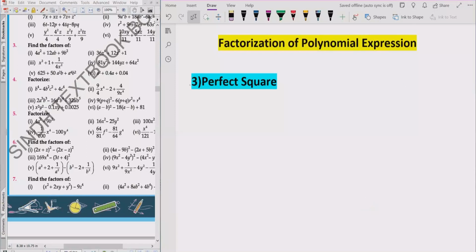Okay, now we will solve another type, which is perfect square. So first, let's start that video.